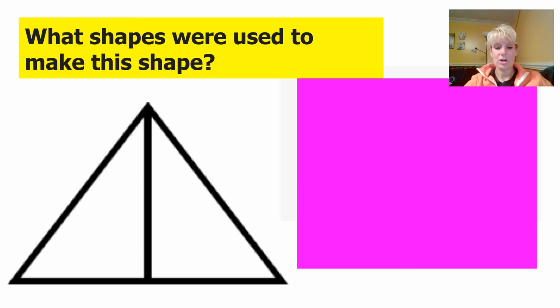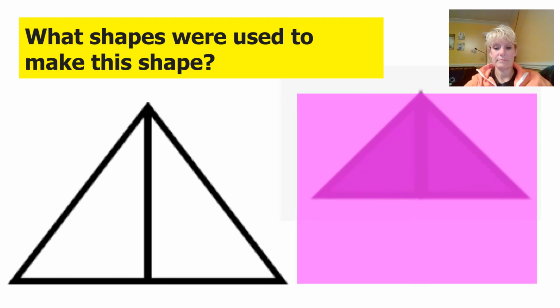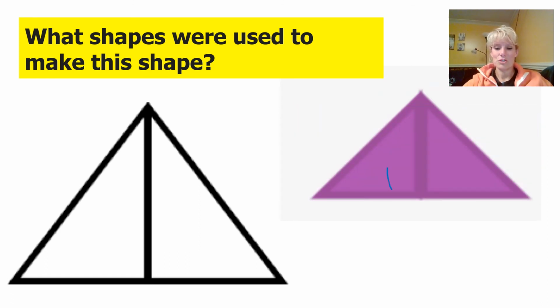All right, here's a large triangle. And what shapes were used to make that? Aha! 2 triangles put together actually make a triangle.